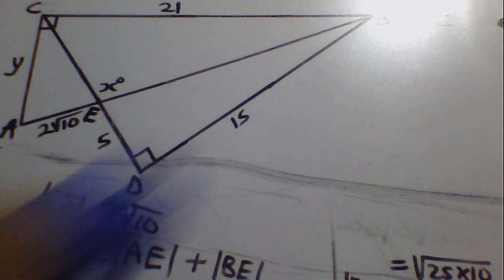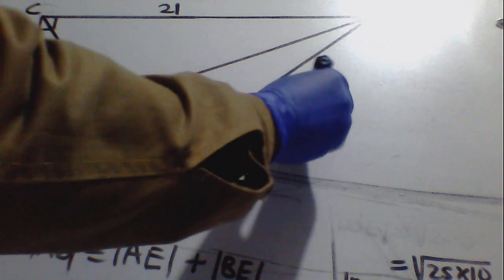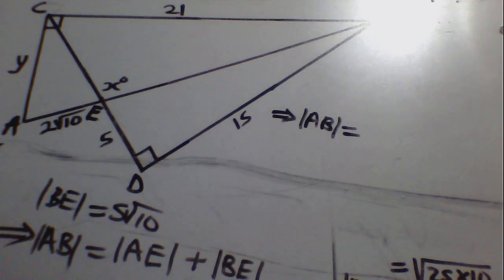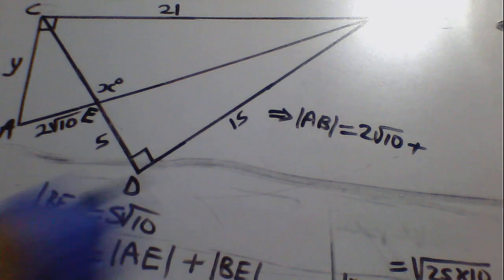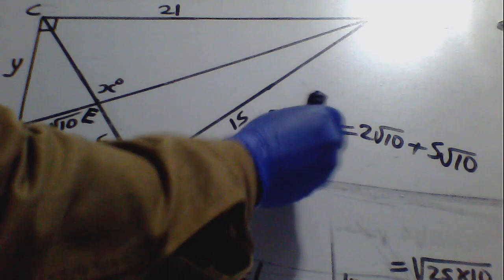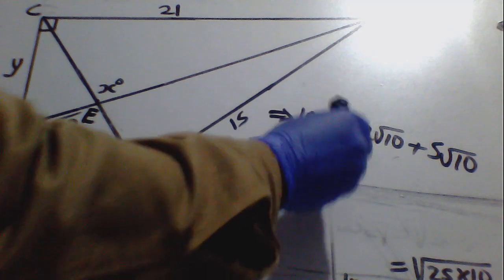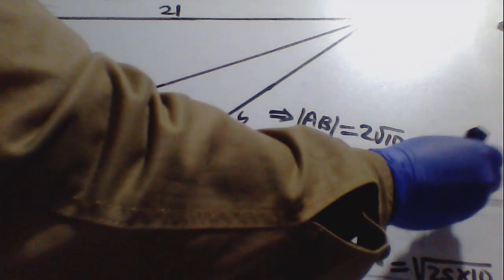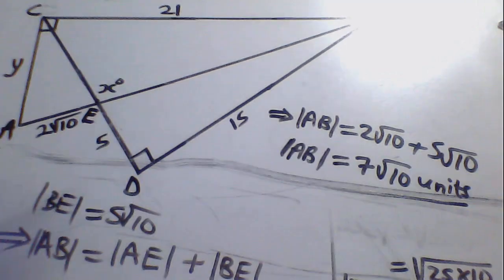So from here, this implies AB is equal to AE, which is 2 root 10, plus BE, which is 5 root 10. Adding the two, we have that AB is equal to 7 root 10 units. You only add the coefficients of like surds.